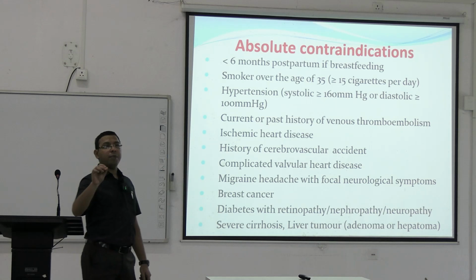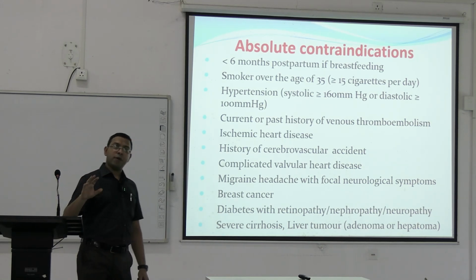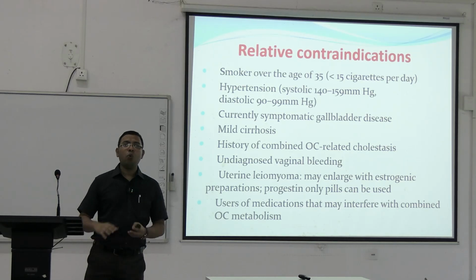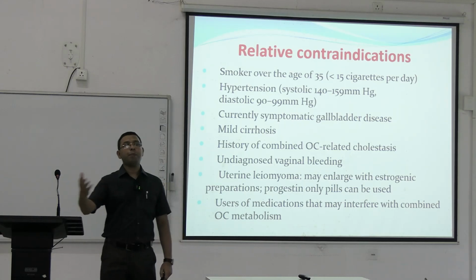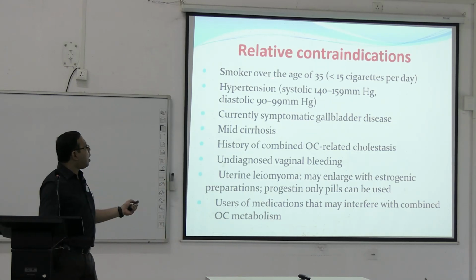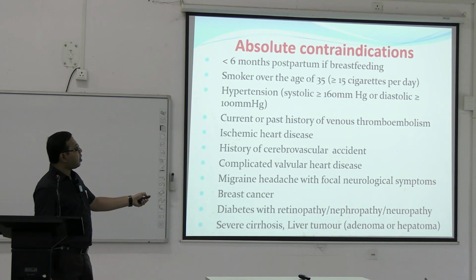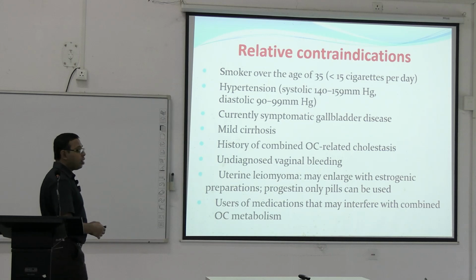So when you are prescribing the contraceptive to any woman, you have to ask about these contraindications, whether they are present or not. These are relative contraindications. Relative means we have to weigh the pros and cons, and accordingly we can choose some patients to give and some patients not to give. So smoker, but the cigarette count less than 15 cigarettes. Hypertension, but systolic 142 to 159. Greater than 160 and greater than 100 is absolute, and relative is 142 to 159, 92 to 99.